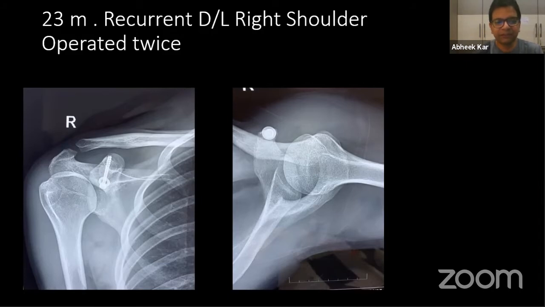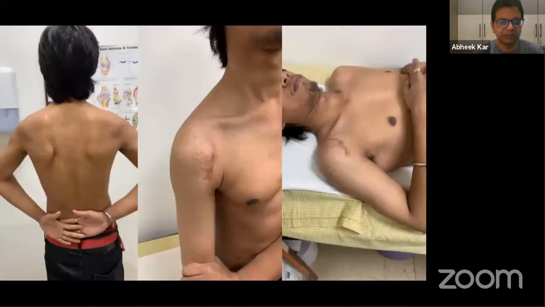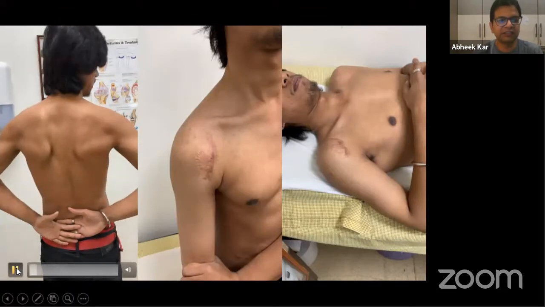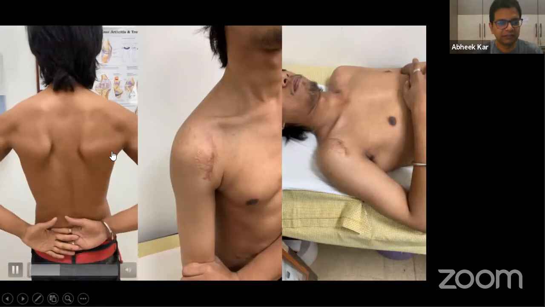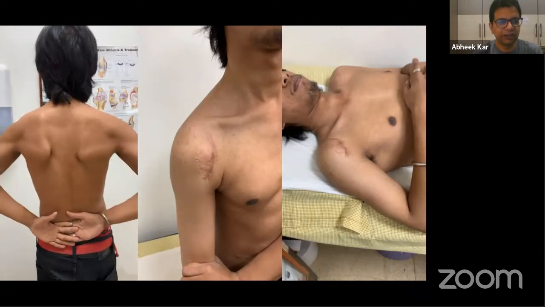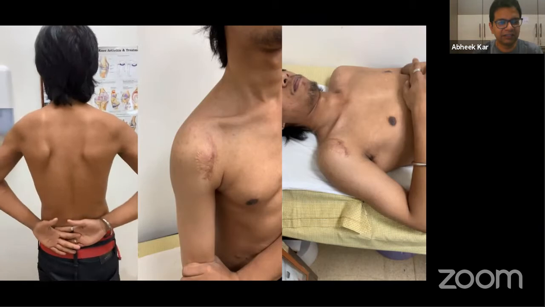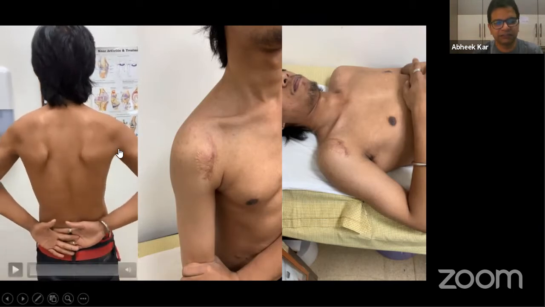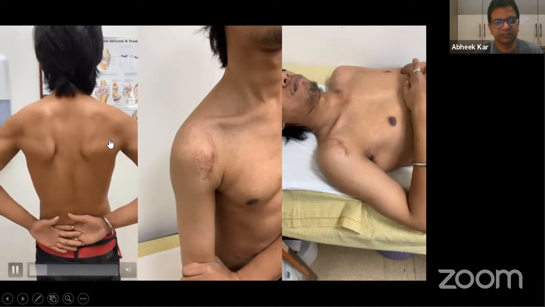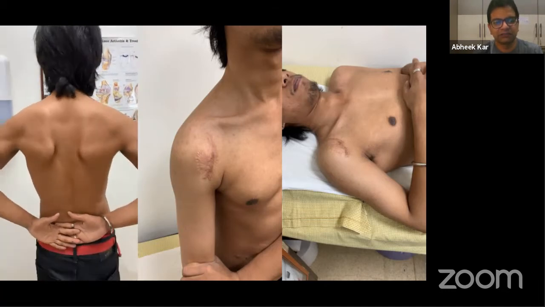So then he came to me, and this was his X-ray, as you can see. I have never done a Bristow, so it took me a while to figure out what this was. I'll show you his clinical examination. Like I said, I always examine dyskinesia in all my patients. Although he doesn't have any dyskinesia, if you see, there's a muscle firing at the infraspinatus. That means his motions are not smooth. Can you see this muscle firing there?